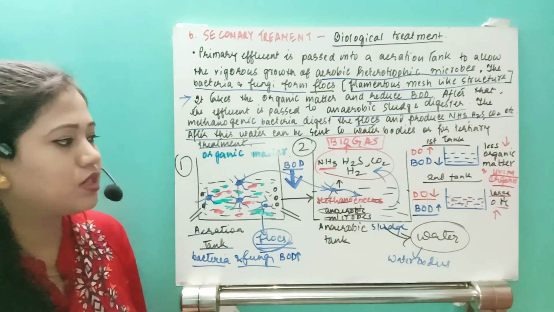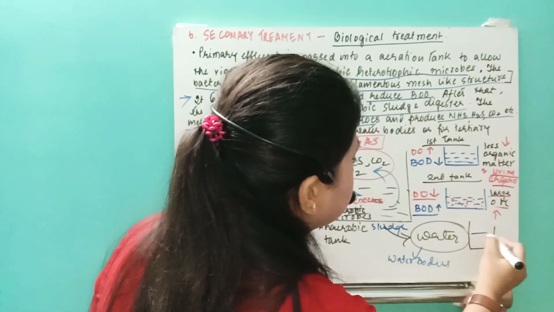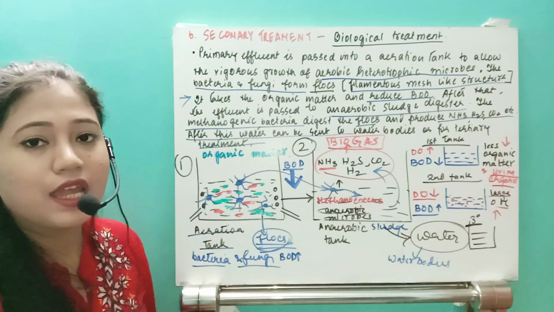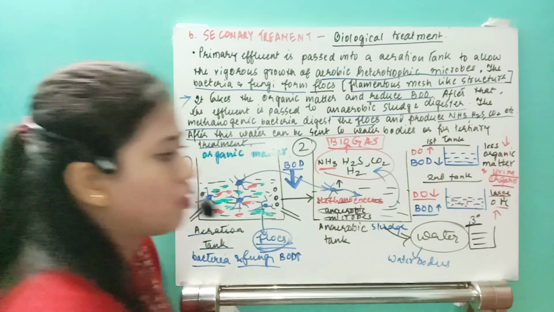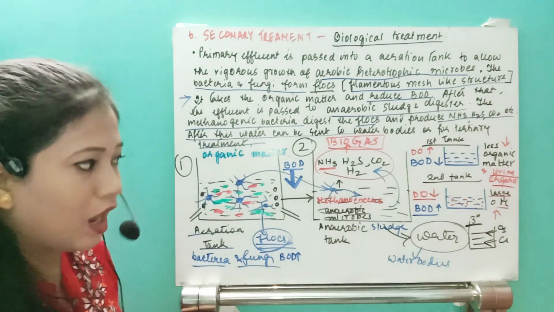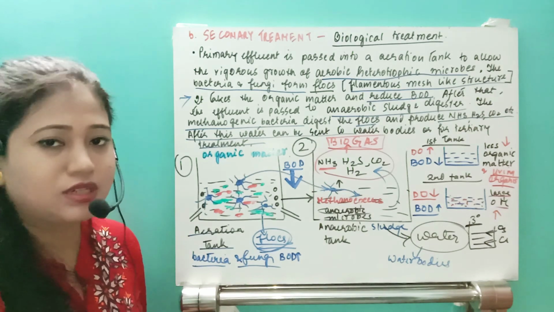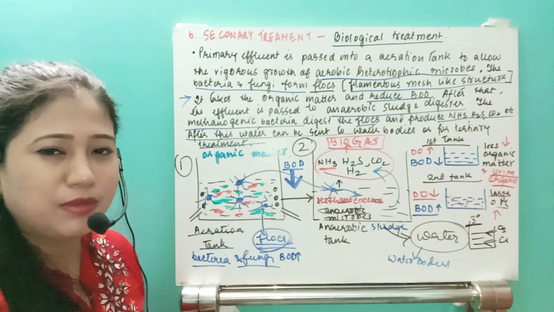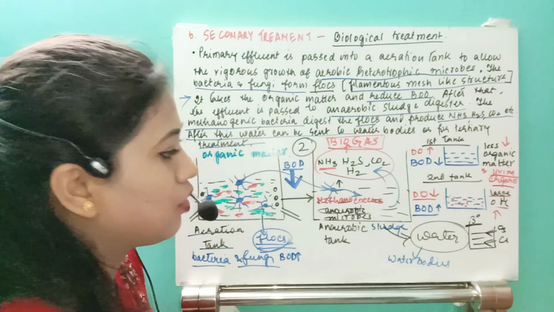So in the tertiary treatment, what will happen, suppose here I will tell you what the tertiary treatment is. In the tertiary treatment, this water is treated with some gases like ozone and chlorine. These gases will treat that water. After the secondary treatment, that effluent is passed to the next treatment, that is tertiary treatment. Here some pesticides, fertilizers, some chemicals are there. Those will be destroyed by gases like ozone, chlorine, etc.